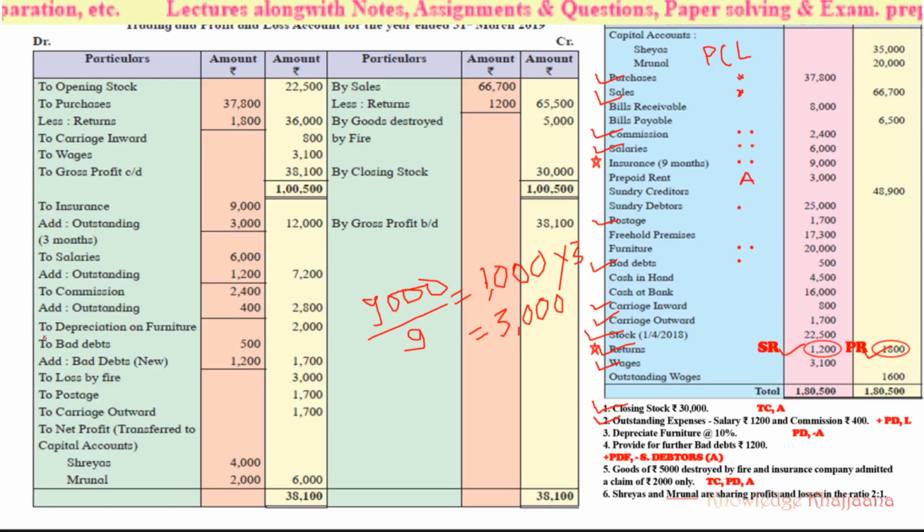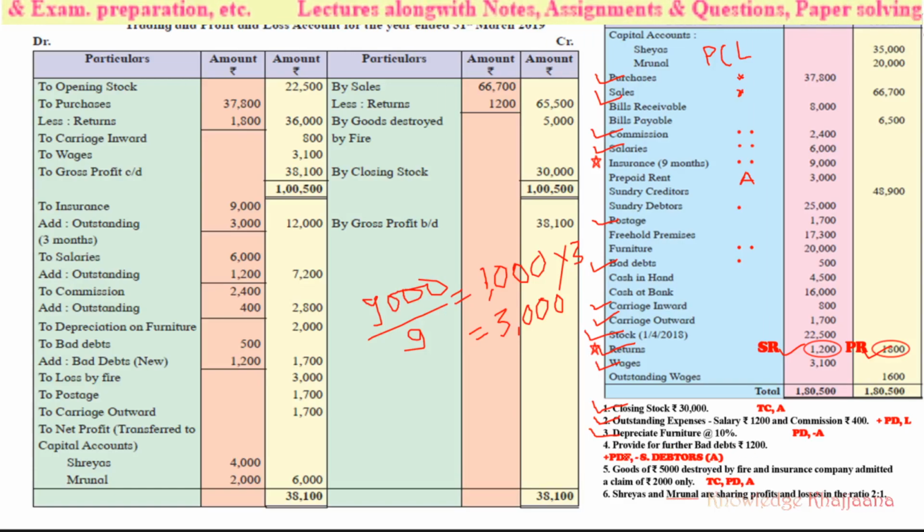If depreciation on many fixed assets was to be calculated, then we would have to write: to depreciation, and on the next line write the names of the assets and the value of depreciation against the amount column. Then we calculate the total depreciation and write the final value in the outer column. But in this illustration only the depreciation of furniture is asked, so we can write directly in a single line: to depreciation on furniture rupees 2,000. One effect we have completed over here. Then provide for further bad debts rupees 1200.